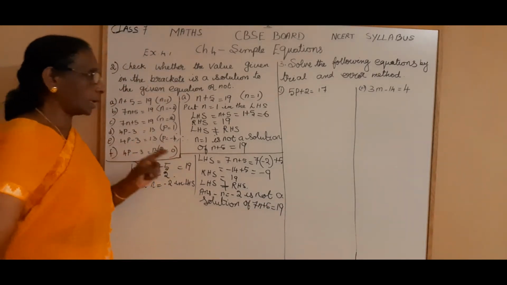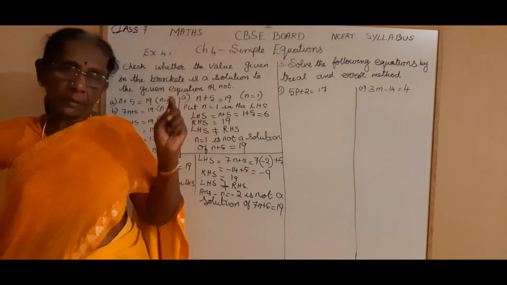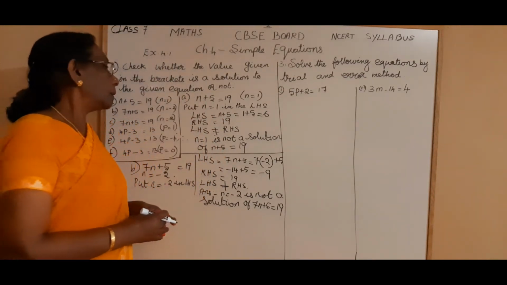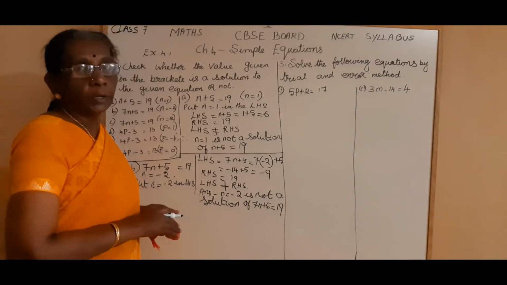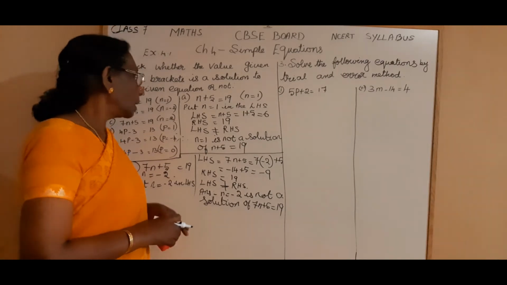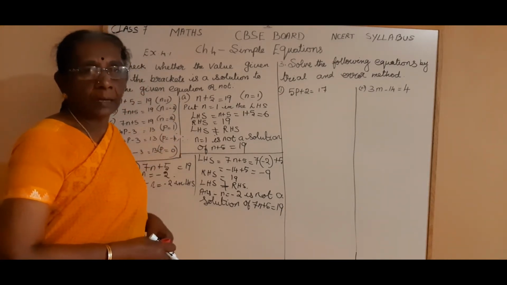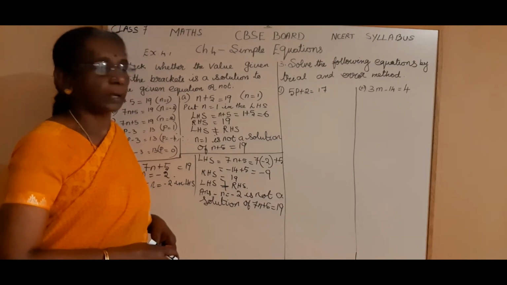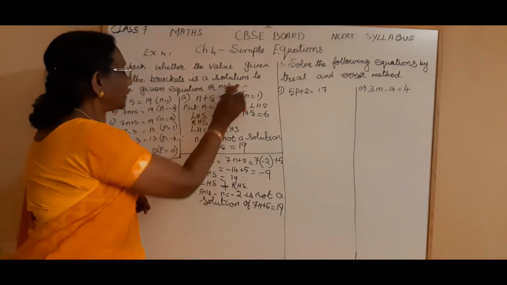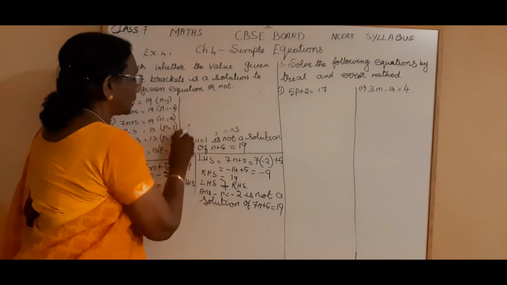Have you understood, children? Substitute the value in the left hand side and check whether you are getting the right hand side value. If you get, then it is a solution. If you don't get, it is not a solution. In sum number A and sum number B, the given value of n is not a solution of the corresponding equations. Now we will move to sum number C.